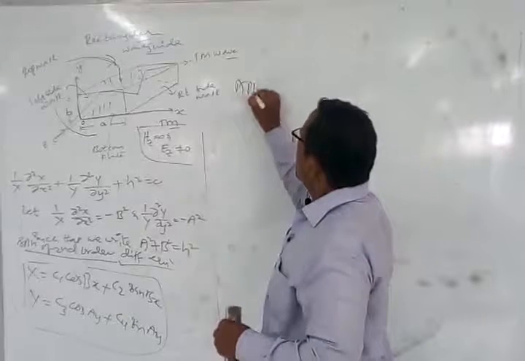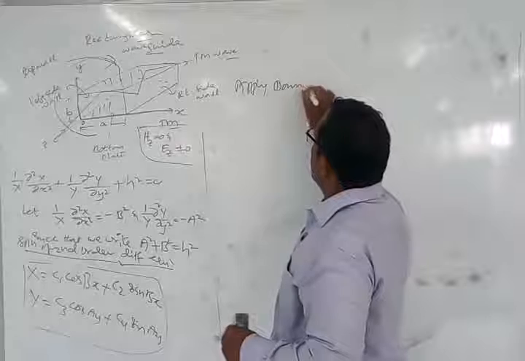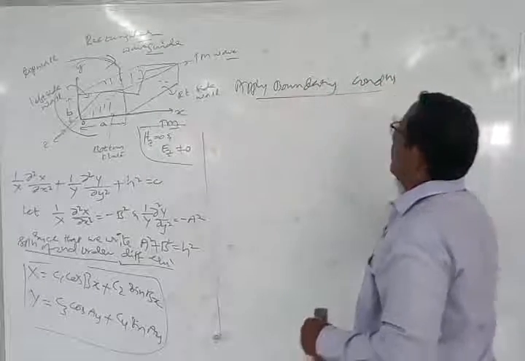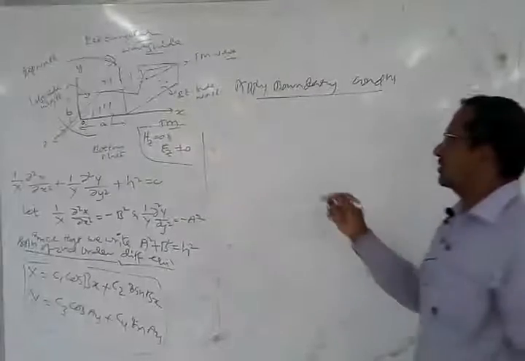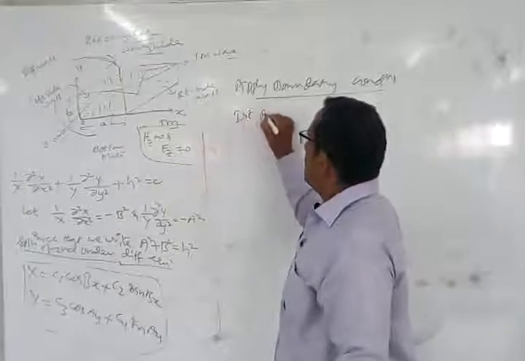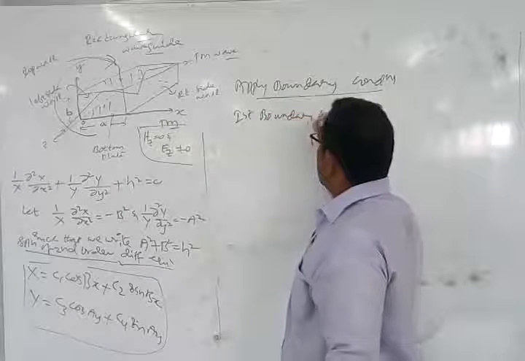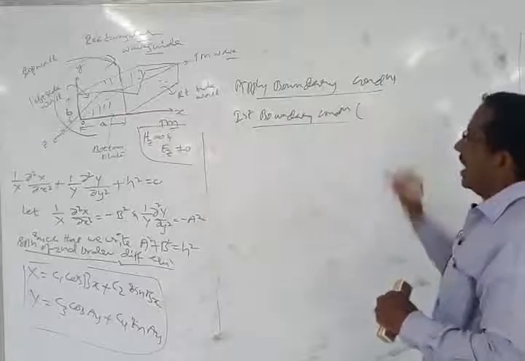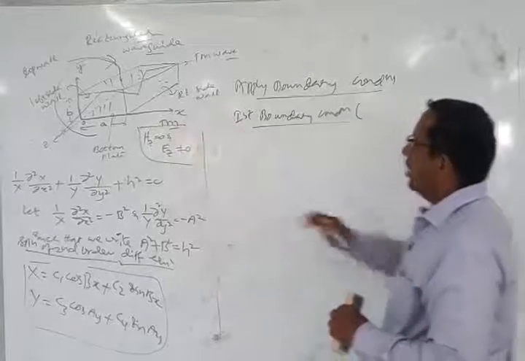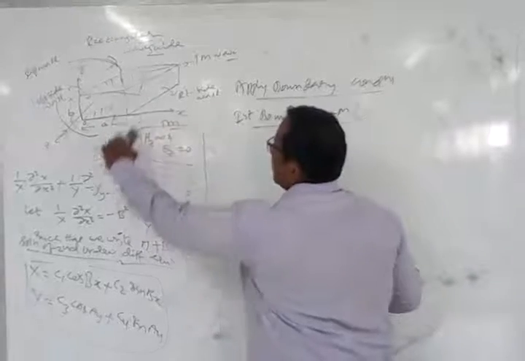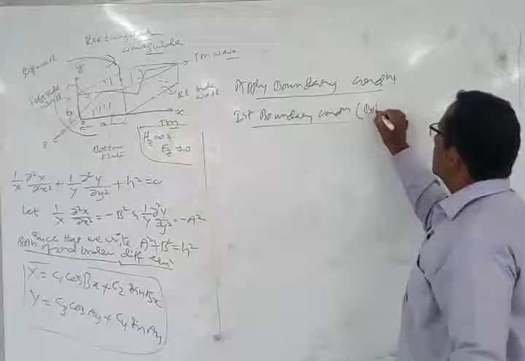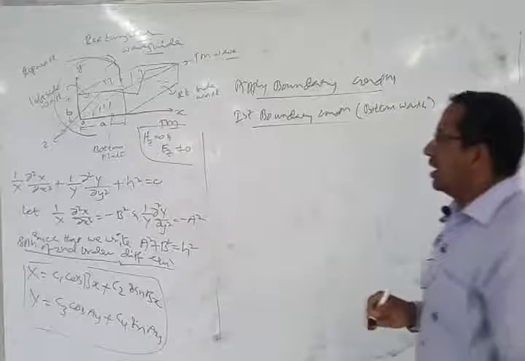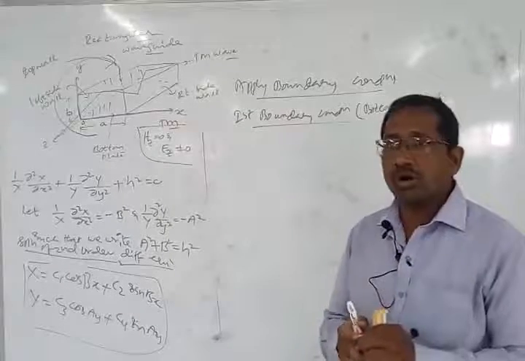We apply the boundary conditions. Let us apply the first boundary condition. What is the first boundary condition we can apply? As I just said, the bottom wall. This is the bottom plate, or bottom wall, of the waveguide. Now how do we represent the dimensions of the bottom wall?